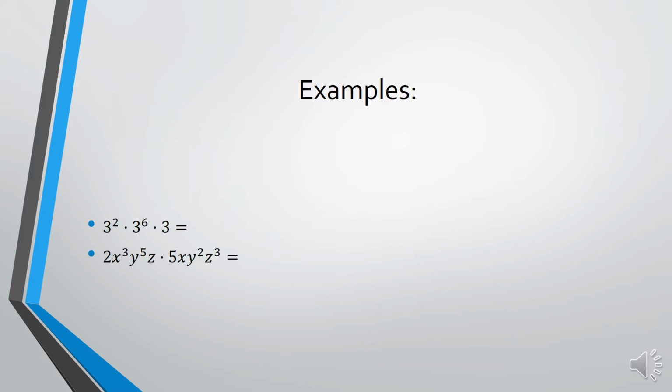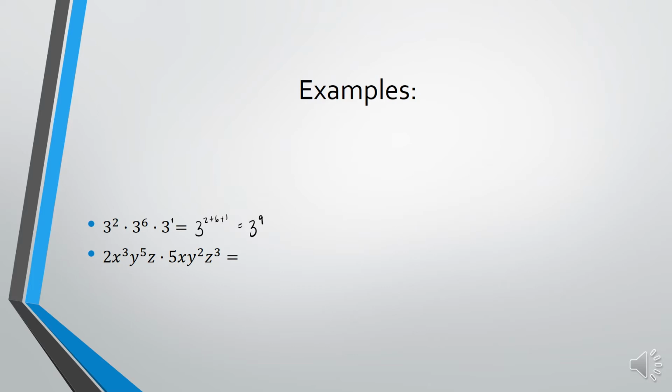So let's do some examples here. This is 3 squared times 3 to the 6 times 3. Really, there's a 1 here. We don't write it, but there's a 1 here. Because all of those have the same base, and I'm multiplying, all I have to do is add up the exponents. So my exponent will be 2 plus 6 plus 1, which is 9.